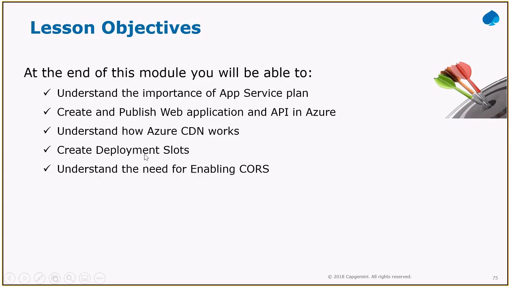So the lesson objective is very simple. By the end of the module, you'll be able to understand the importance of the app service plan. You can create and publish the web application and the API in Azure. You can even understand how the Azure CDN works, but anyway, I'm not going to cover that topic here. We are going to see how to work with the deployment slot. That's a very important one, and understand the need for enabling cross-origin resource sharing.